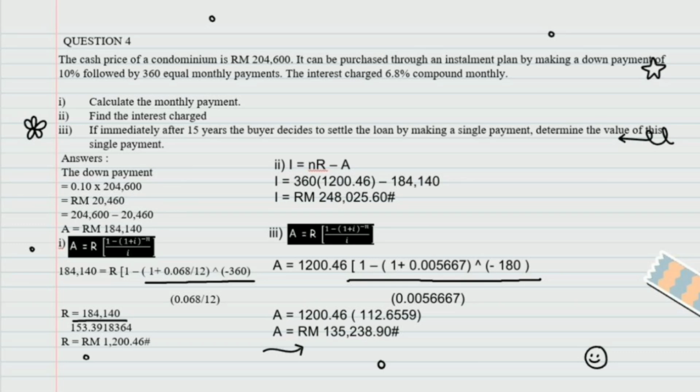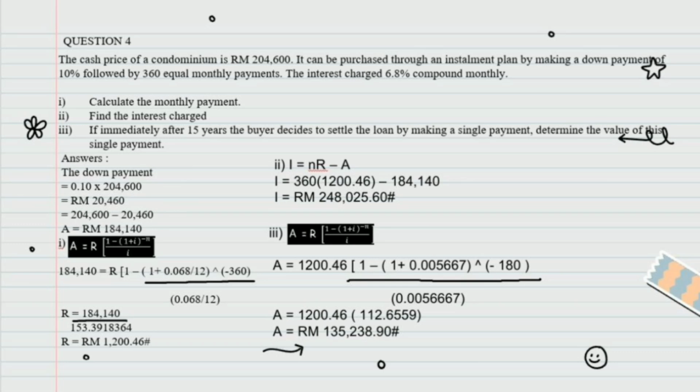Okay, we move to the second question, find the interest charged. For the interest charged, I use the formula I equals nR minus A. So I equals 360(1,200.46) minus 184,140, and you get I equals RM248,025.60.